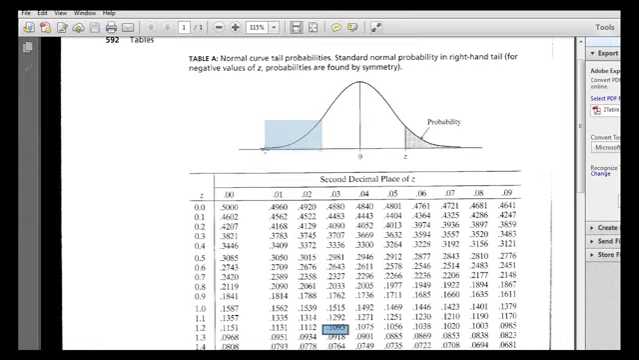So it's completely symmetrical. If I were to draw a p-value arrow right here, it would be 0.1093 as long as this z was 1.23. Okay. All right, that's it.